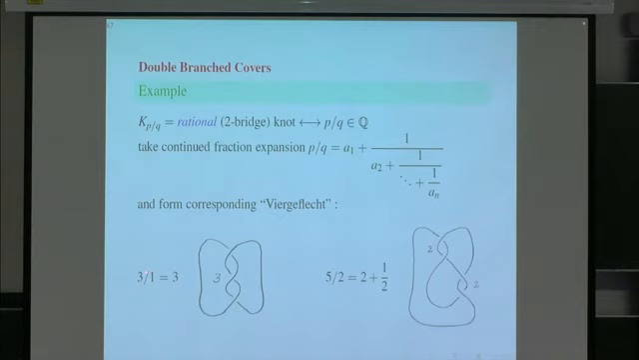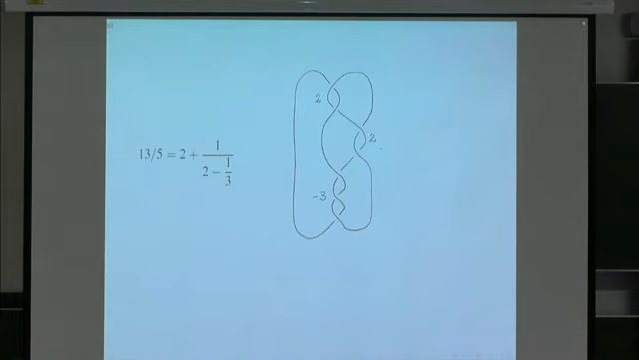So 3 over 1, well, that's just 3, right? And so I draw 1, 2, 3. Then I close it up. So this is the rational knot corresponding to the rational fraction 3. 5 over 2 is 2 plus 1 over 2. So here I have 2, and now I have another 2. And notice I make it sort of alternate there. So that's the knot corresponding to 5 over 2. Here's another one, 13 over 5. I can write it as 2 plus 1 over 2 minus 1 over 3. 2, 2. But now this is minus, so I don't make it alternate there.